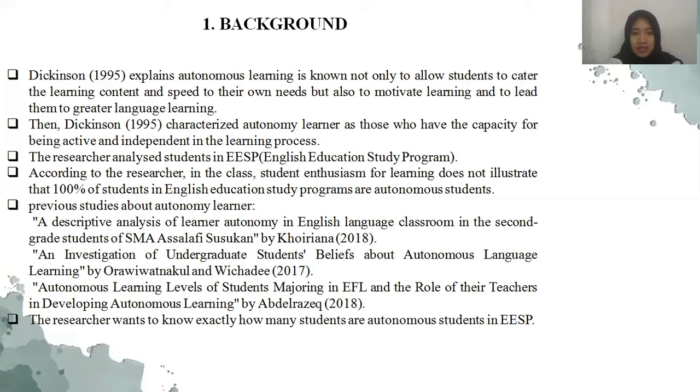In this research, the researcher analyzed students in ESP or English Education Study Program. According to the researcher, in the class, student enthusiasm for learning doesn't illustrate that 100% of students in English Education Study Programs are autonomous students, because based on the experience of the researcher in the class, some students are active and other students are passive.